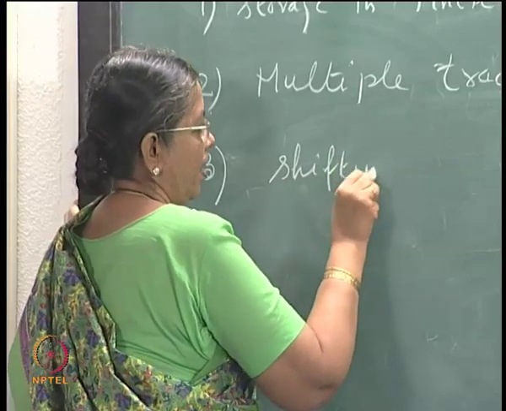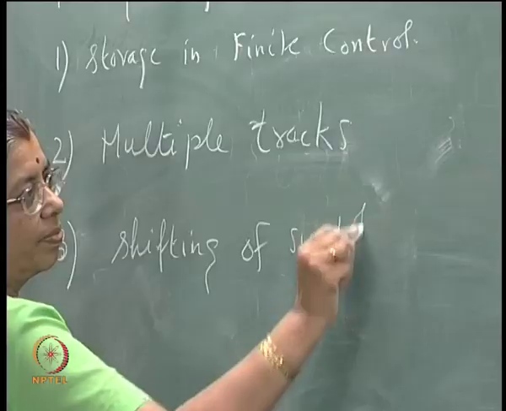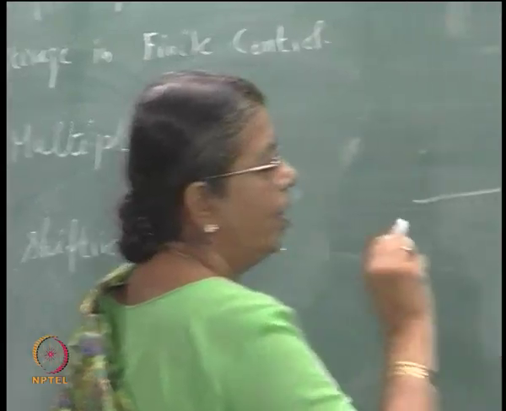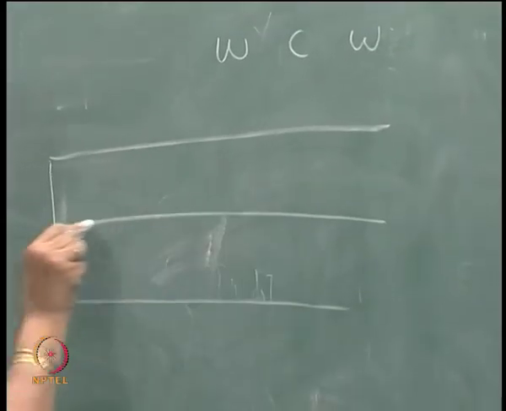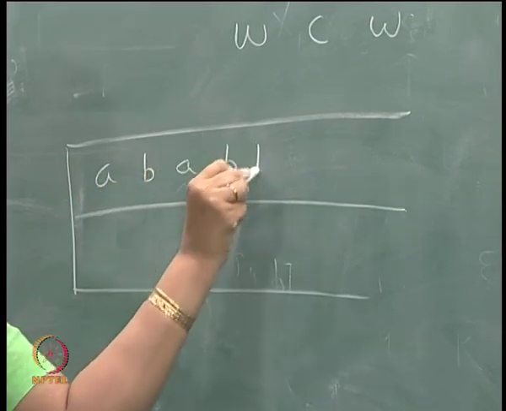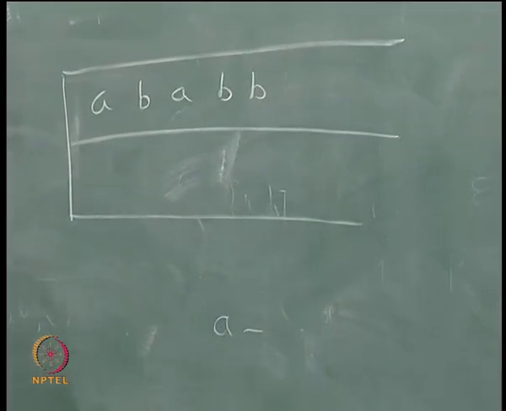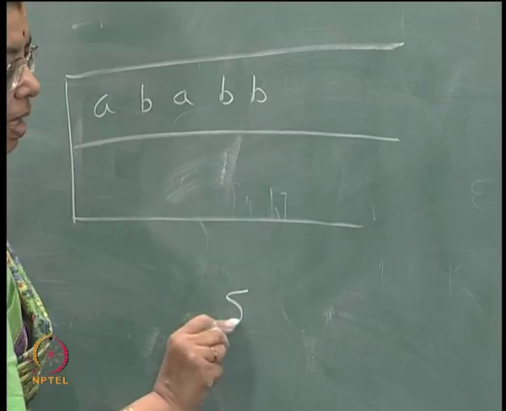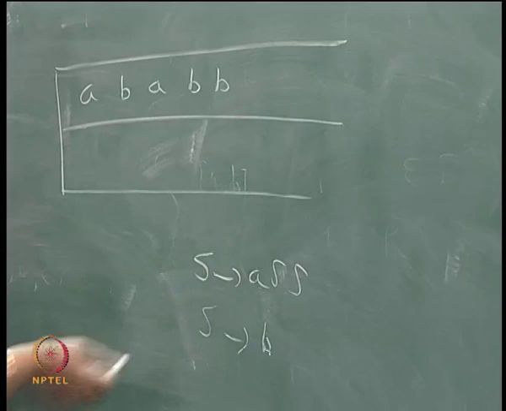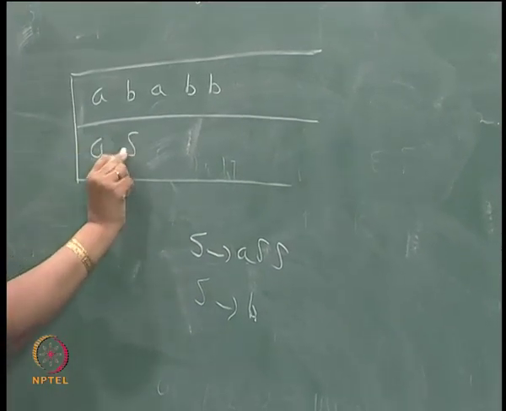Shifting of symbols. Again I will take the example of a grammar. I want to check whether ABABB is derivable using the grammar. S goes to ASS, S goes to something else. So, I start with S in the second track, replace it by ASS.